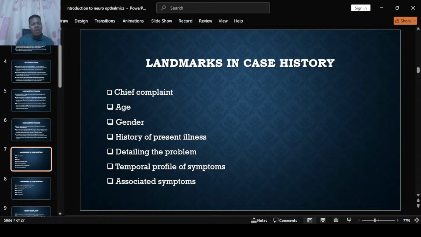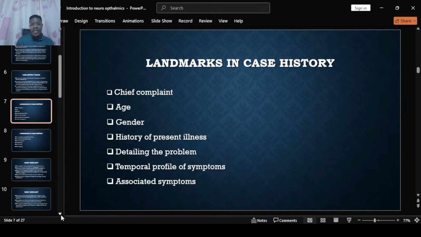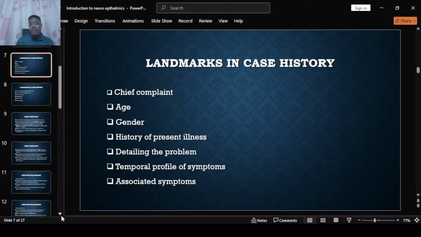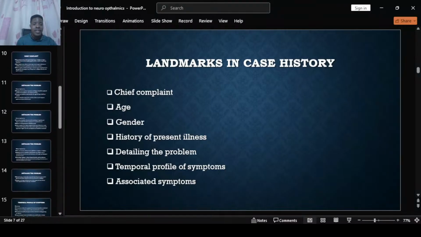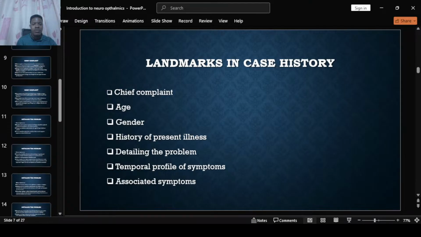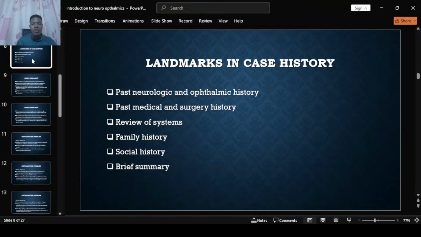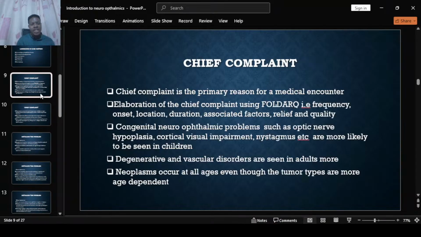So what are the landmarks in case history? The first is the chief complaint, the age, the gender, history of present illness, detailing the problem, temporal profile of symptoms, and associated symptoms. These are very, very important, and they should be noted. And again, the past neurologic and ophthalmic history, the past medical and surgical history, review of systems, family history, social history, and then a brief summary. So let's look at chief complaints and see what it has in stock for us.